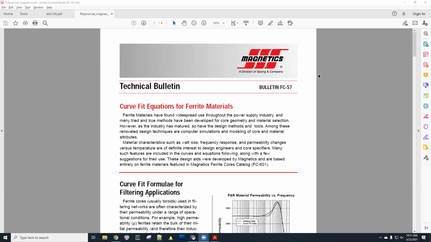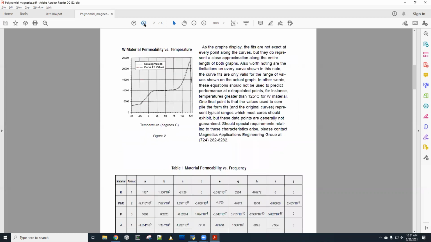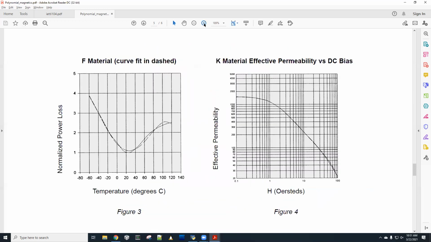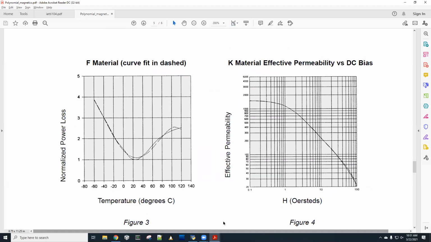So we're taking a look at a technical bulletin published by the Magnetics company. And as the name would imply, they manufacture magnetic materials. There are certain properties of these materials that are very important for electric power conversion. So we're going to skip ahead to page 5 here and take a look at a graph that's included in this document. The graph I'm referring to is the one on the left-hand side here.